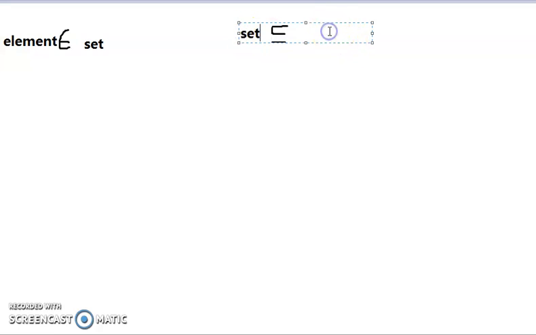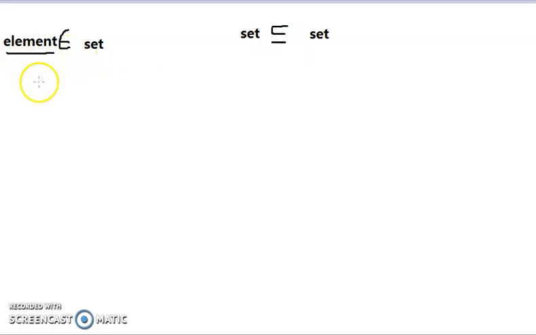So an element is in a set or belongs to a set. And on the right side, we use this symbol to describe a relationship between two sets. So on the left side, it has to be a set. On the right hand side, it also has to be a set. But notice that an element can also be a set itself, but it doesn't have to be a set. It could be a single element.